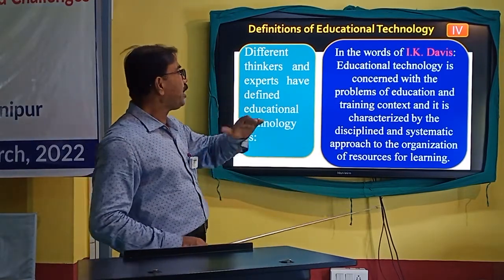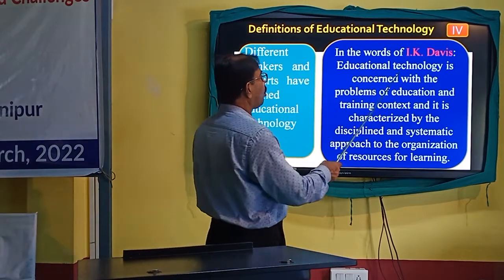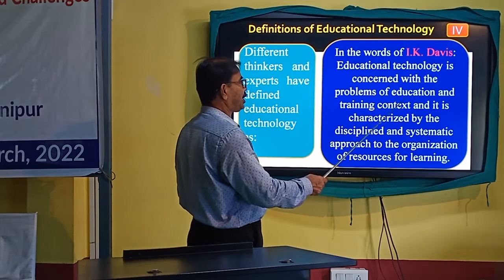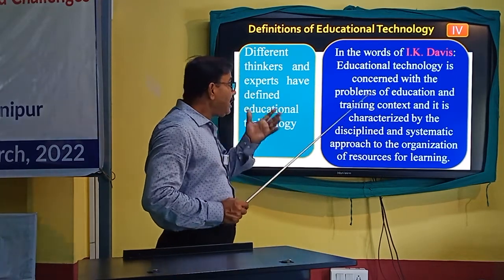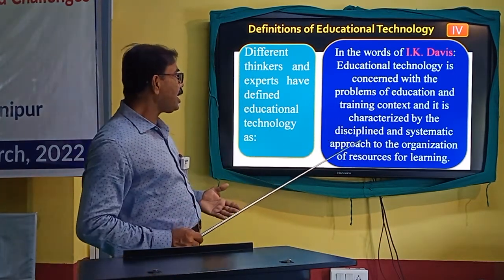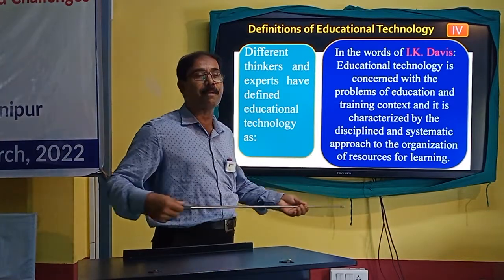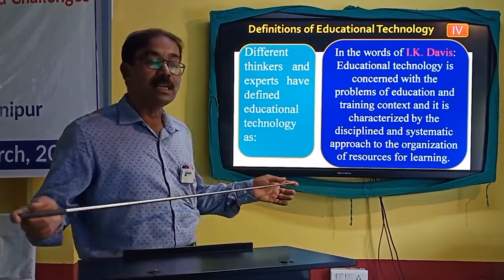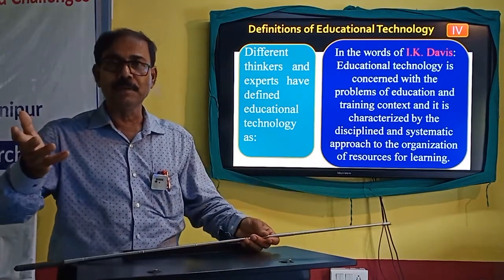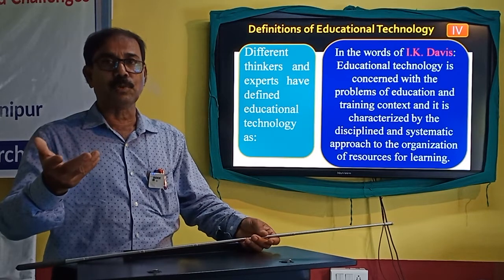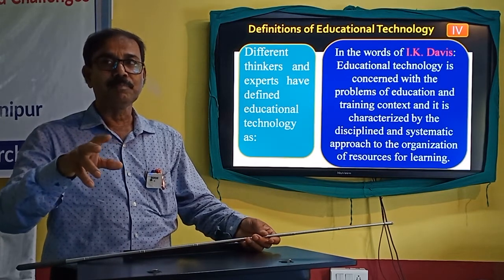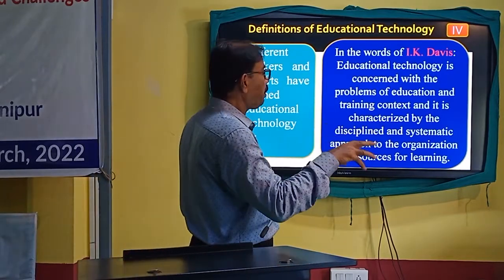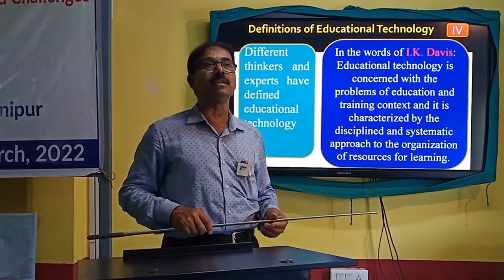And that's why Davis has explained that educational technology is concerned with the problems of education and training context, and it is characterized by the disciplined and systematic approach to the organization of resources for learning. That means how to organize the learning resources by analyzing the basic parameters of the process of teaching and learning.